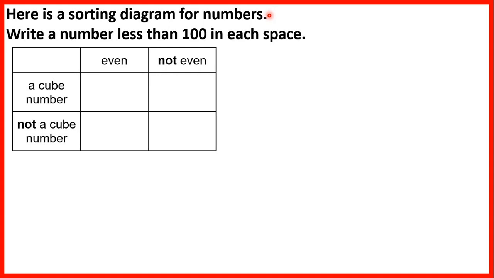Here is a sorting diagram for numbers. Write a number less than 100 in each space. So in this space here, we need a cube number that's even.